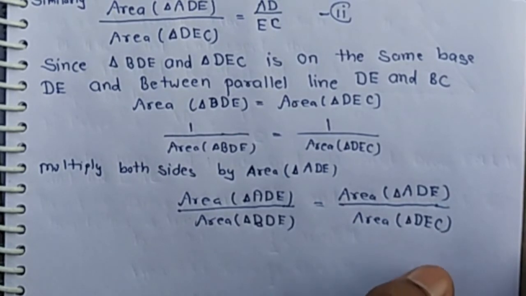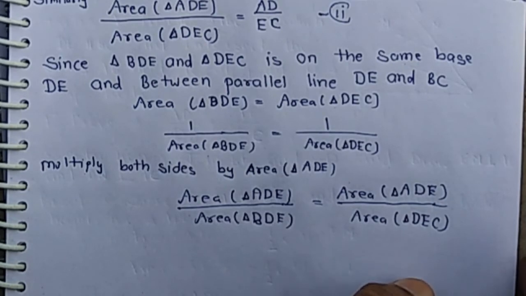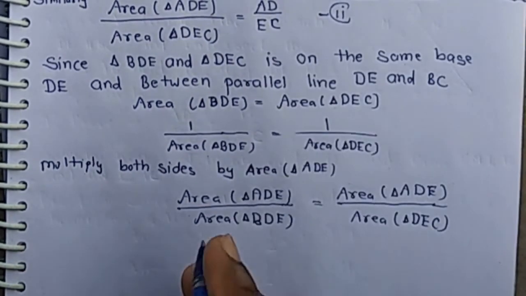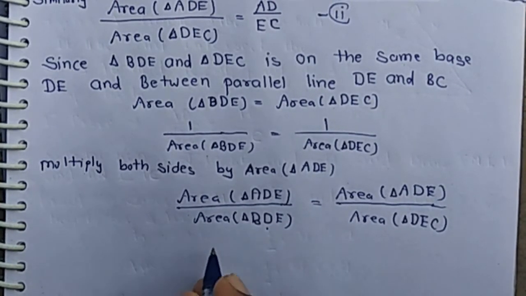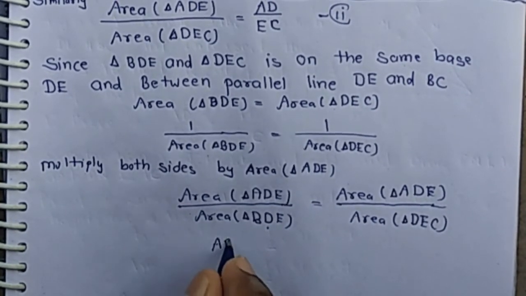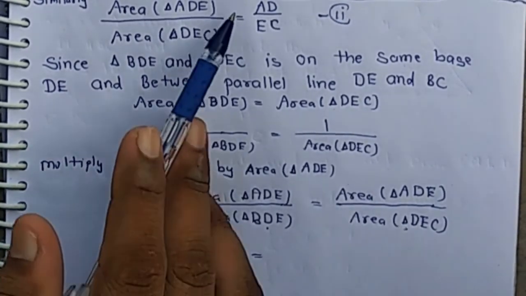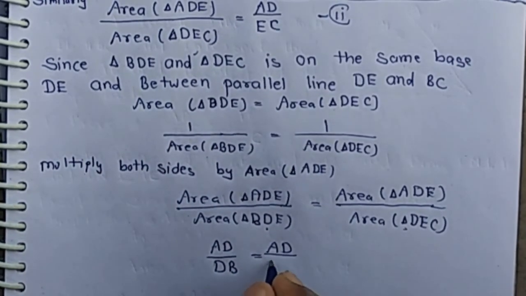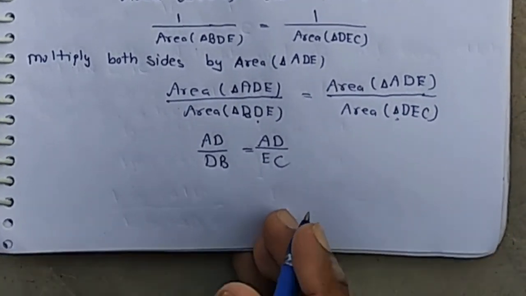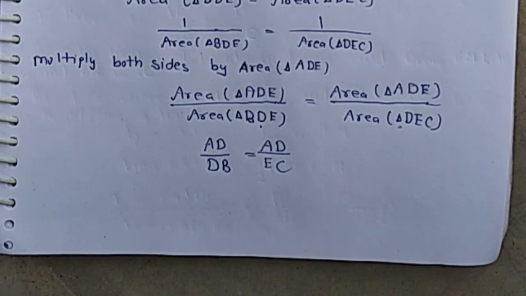Now from the first equation, ADE upon BDE is equal to AD by DB, and ADE by DEC is AE by EC. Therefore points D and E divide the sides AB and AC in the same ratio.